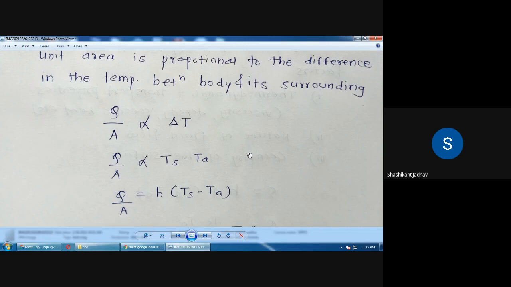In Fourier's law of heat conduction, for removing the proportionality sign, we considered the proportionality constant as thermal conductivity K, which is present in the material where conduction is possible. But for convection we have to consider the proportionality constant that is the heat transfer coefficient for convection. So instead of the proportionality sign we write the heat transfer coefficient for convection. From that we get the equation Q by A is equal to H into Ts minus Ta.